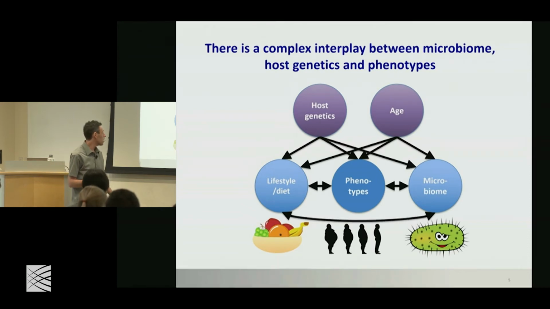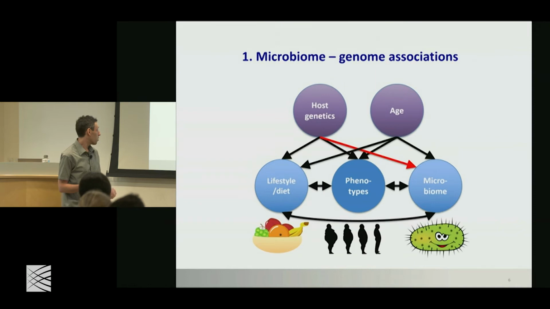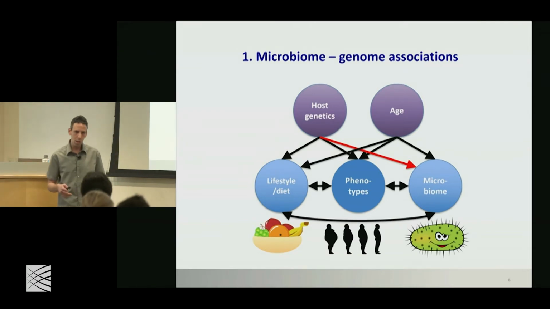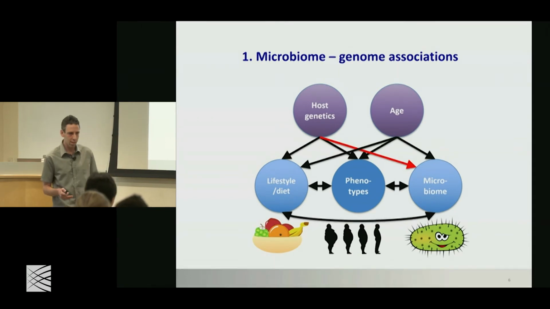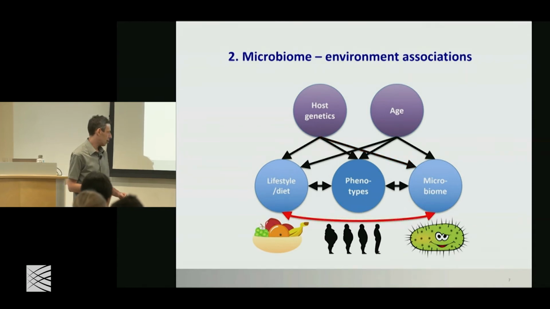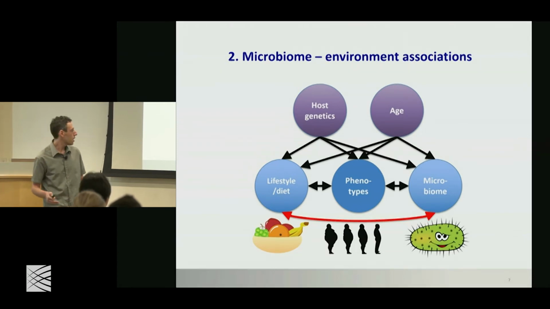And more concretely, this work is roughly composed of 4 different parts. The first part is about studying host genetics and microbiome associations. So this is the classic question of nature versus nurture applied to the gut microbiome: how much is it shaped by our genetics? The second question will try to quantify the association between the gut microbiome and our lifestyle and our diet and so on. And these 2 parts will form the first half of this talk.